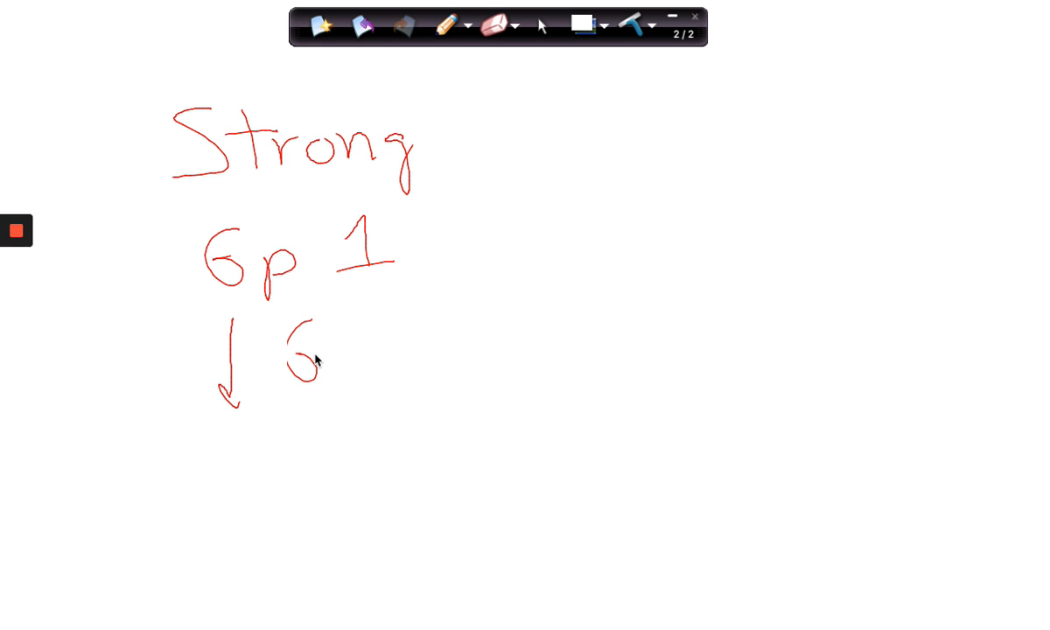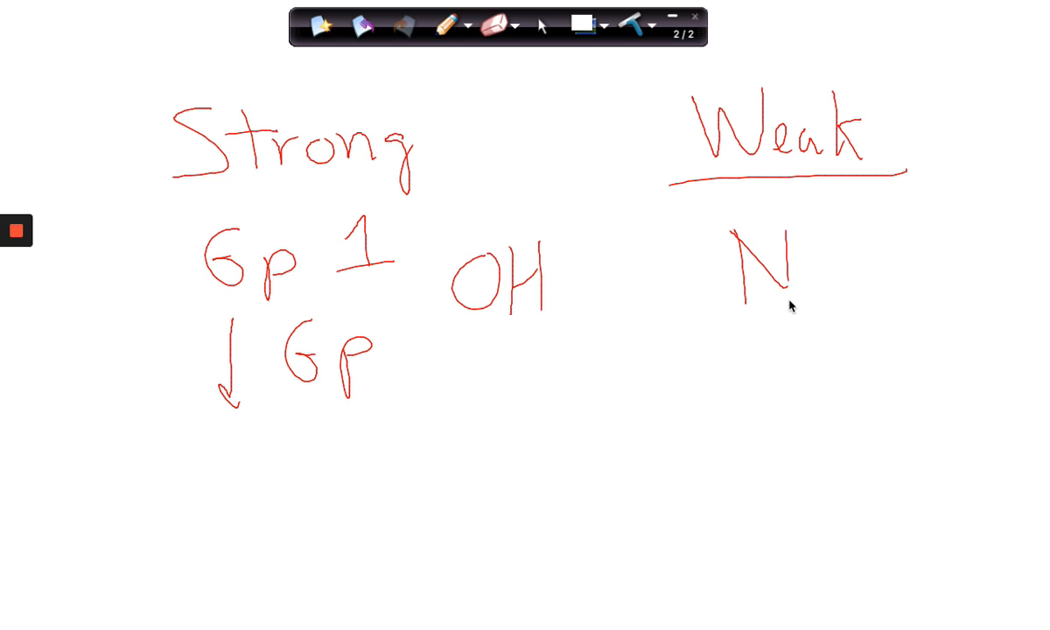Right now, there are only two kinds of bases you need to keep track of. One of them are the group 1 and heavy group 2 hydroxide salts. Those are called the strong bases. Those are ionically bonded: lithium, sodium, potassium, rubidium, cesium, calcium, strontium, barium hydroxide. Then the other ones you need to know are the weak bases. But right now, the only weak base you need to be aware of is NH3.